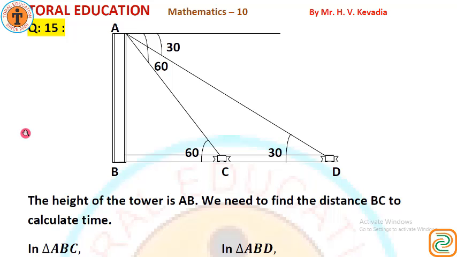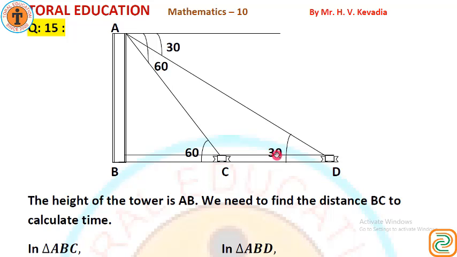Question number 15. A straight highway leads to the foot of a tower. This is a straight highway. A man standing at the top of the tower observes a car at an angle of depression of 30 degrees, which is approaching the foot of the tower with a uniform speed. 6 seconds later, the angle of depression of the car is found to be 60. First it was 30.